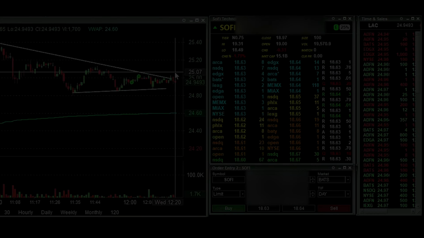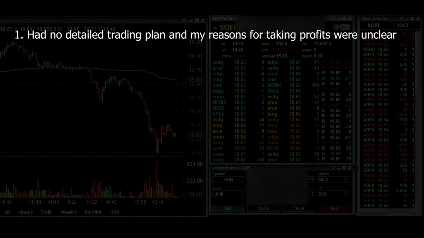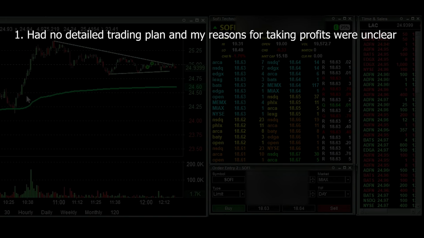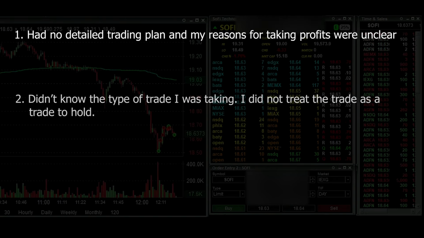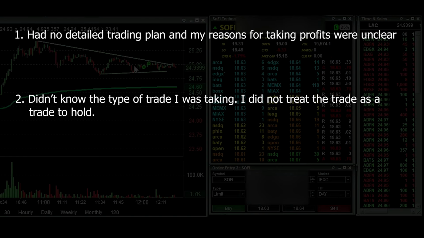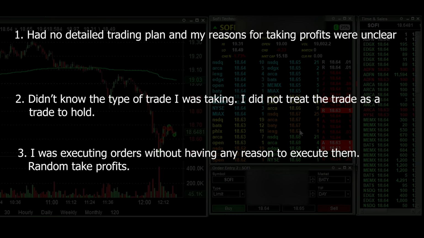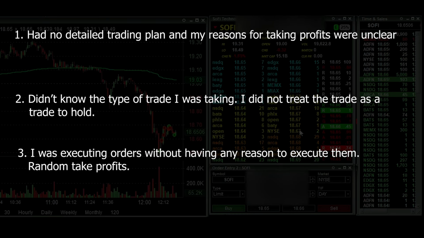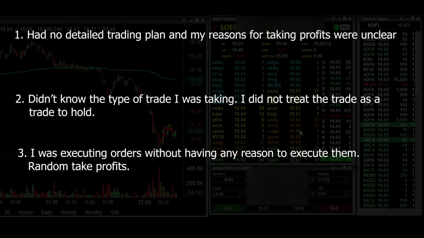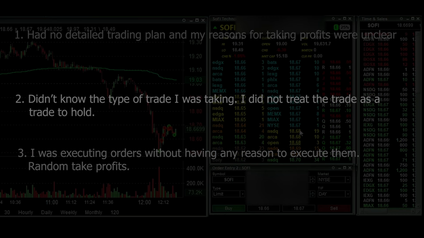Third, my mistakes. In one sentence, my mistake was I did not have a detailed trading plan. More specifically, this means that at the time of entering the trade, I had no predefined reasons to exit and I did not know what type of trade I was taking. 80% of my executions were random, and also I did not treat the trade as a trade to hold as I should have. I treated it as a scalp trade and all the variables were suggesting a trade to hold.